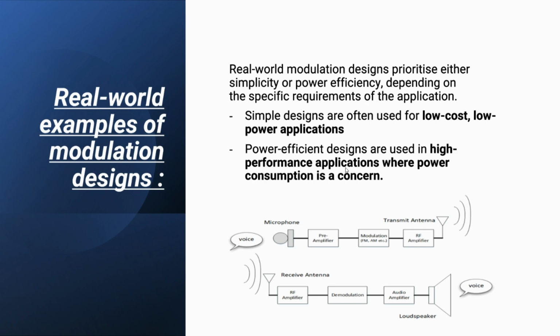On the other hand, modulation designs that prioritize power efficiency are often used in applications where power consumption is a critical factor, such as in battery operated devices or in systems with limited power supply. In the diagram below, I have provided a modulation design of a simple amplifier which is commonly used.